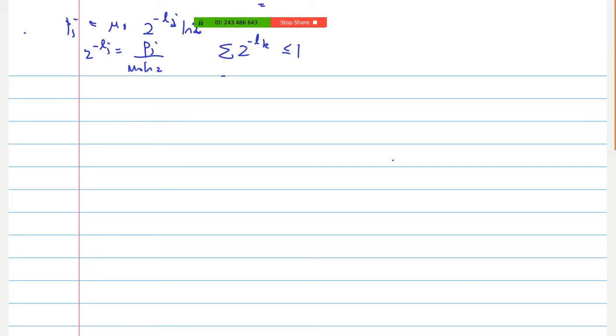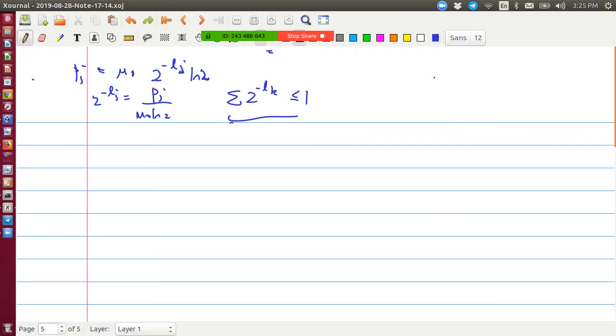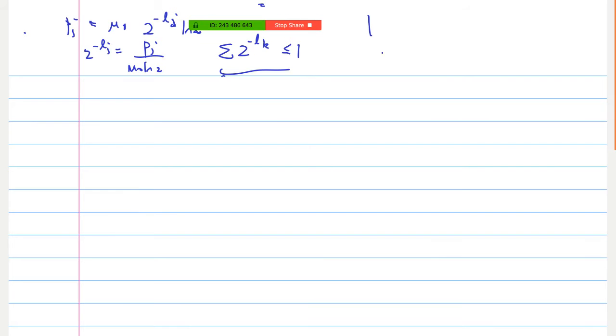Let's see. We said that we have that, then we substitute into this one. Then we have sum over pj over mu log 2 is less than or equal to 1, right? And of course, p is probability, so sum over pj is just equal to 1. So mu log 2 is less than or equal to 1. So we get mu log 2 is bigger than or equal to 1 over log 2.